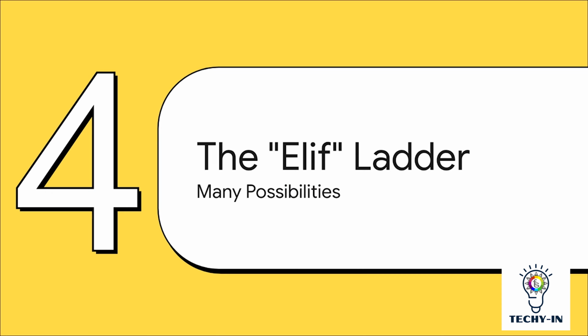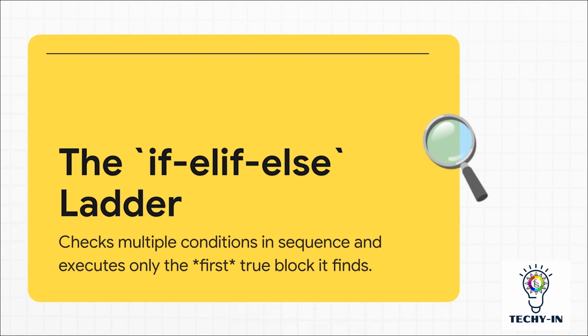Okay, so we can handle one condition, and we can handle a condition with an alternative. But what happens when life is more complicated? When you have 3, 4, maybe even 10 different possibilities? Like, say, assigning a grade on an exam. This is what the if-else ladder was built for. Now, elif is just a mashup of else if, and it lets us chain together a whole series of conditions. The key thing you have to remember, though, is that it stops and runs the code for the very first condition it finds that's true.